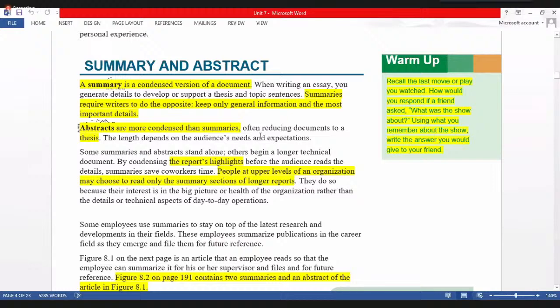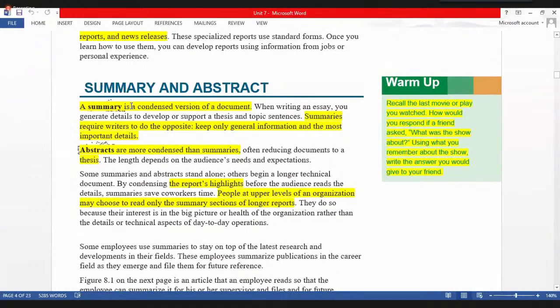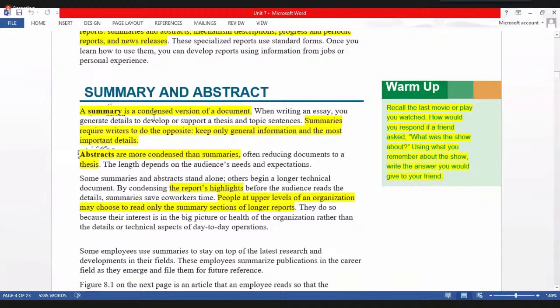So here, a summary is a condensed version of a document. It is a brief version of a document. You have read a story, and I tell you, write a summary of that story. Then what do you have to write? You have to write all the important things in brief. That is a summary.